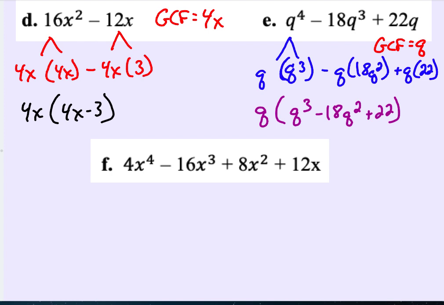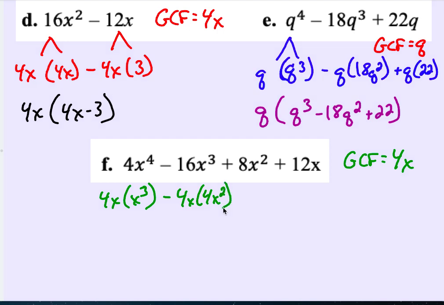All right, next one, getting bigger. So what do they all have in common? Well, they all have a 4, and they all have at least one x. So I'm going to break each of them apart. So 4x to the fourth is really 4x times x cubed, because I took the 4, and I took one of the x's. And then I have 4x times 4x squared, because remember, I want my exponents to combine to give me what I started with.